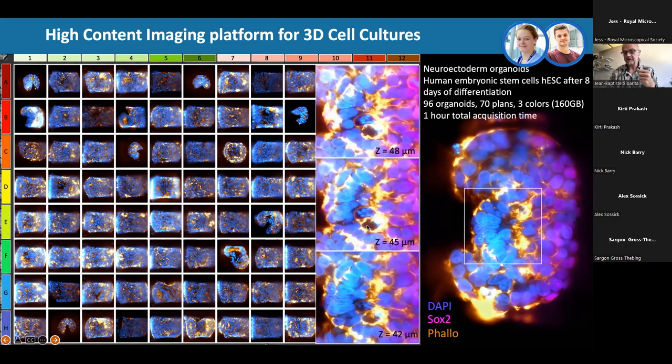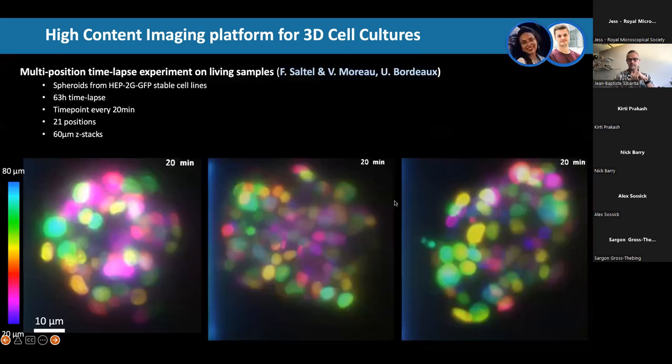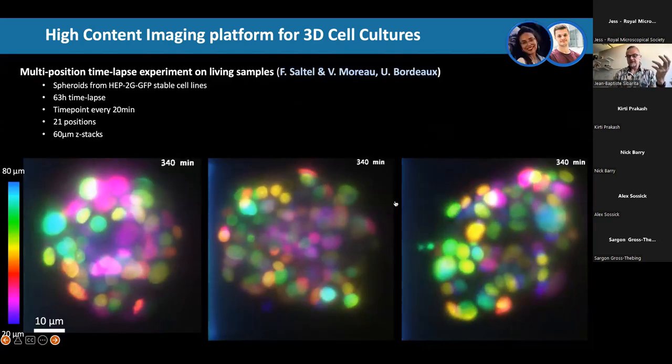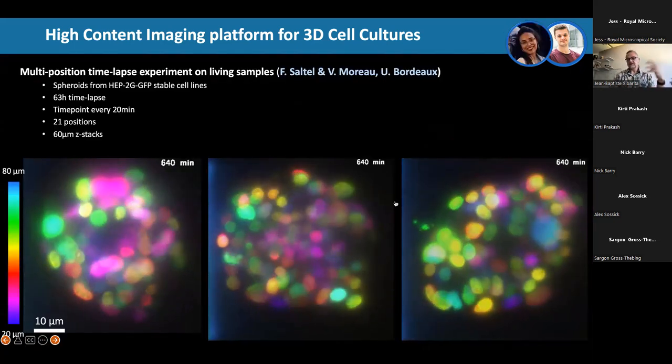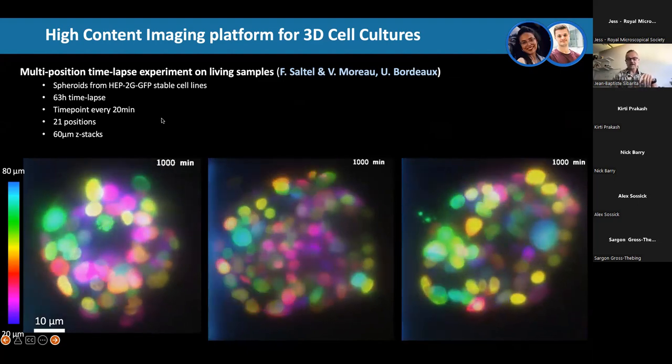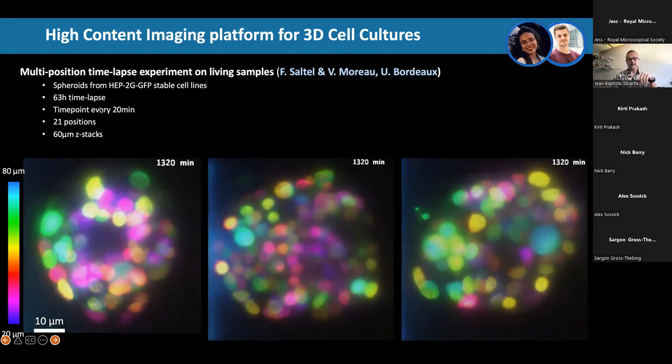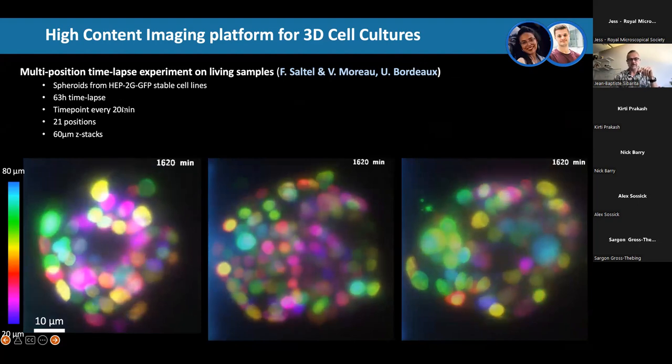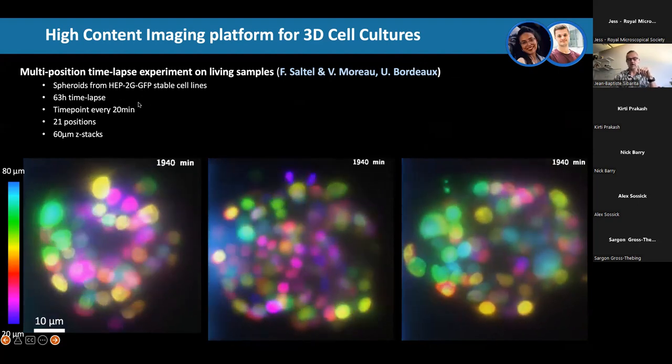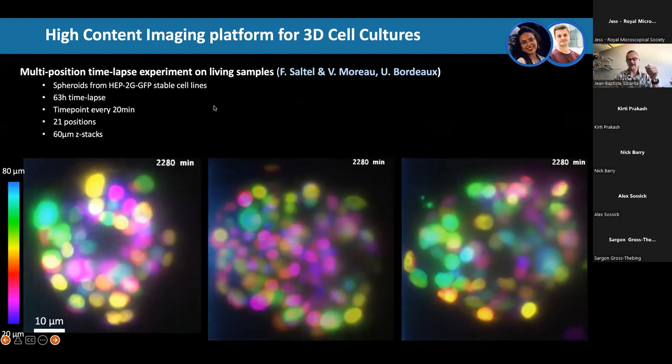And we also get subcellular resolution, which is very interesting. You can combine with the best objective that you have, and then we can see subcellular detail for every single organoid. Given that light sheet is live gentle, we could also collect here for time-lapse experiments. This is the longest proof of concept that we did. This is FG2 GFP stable cell lines.